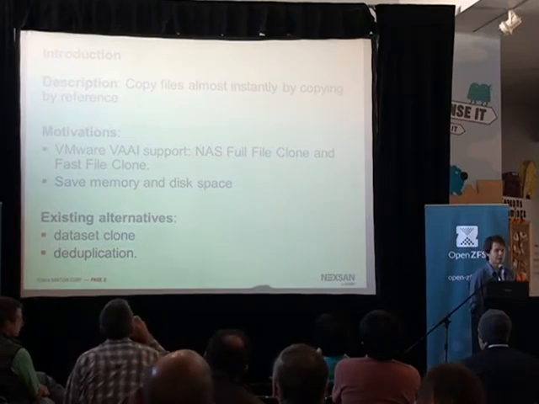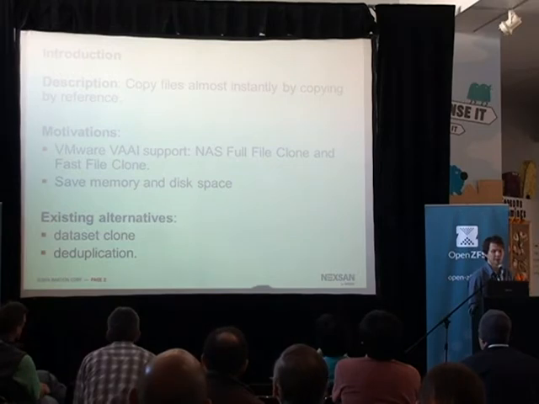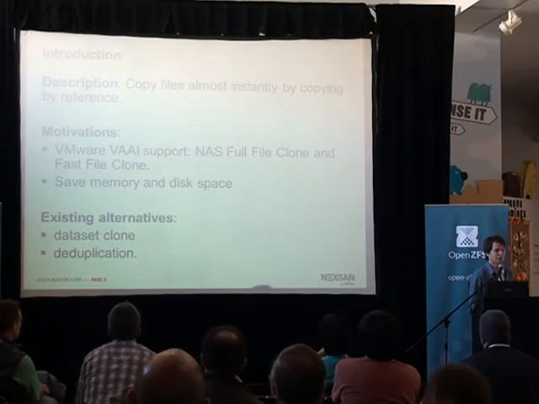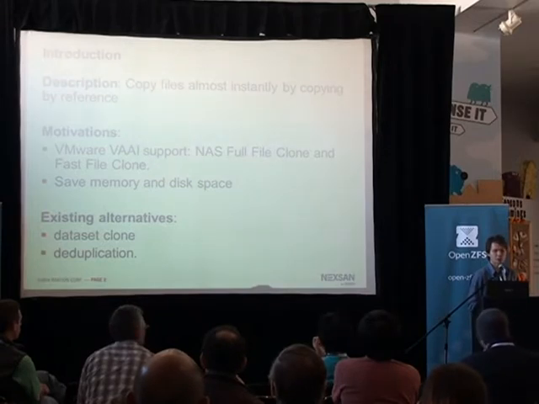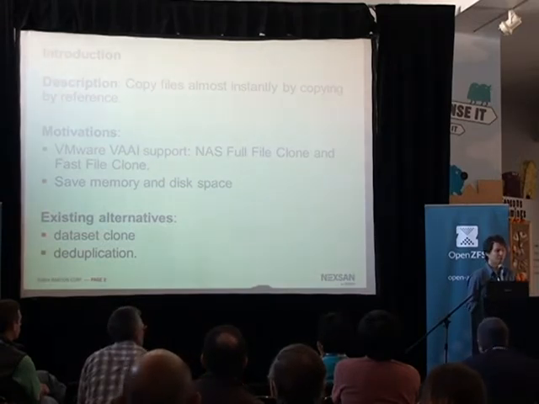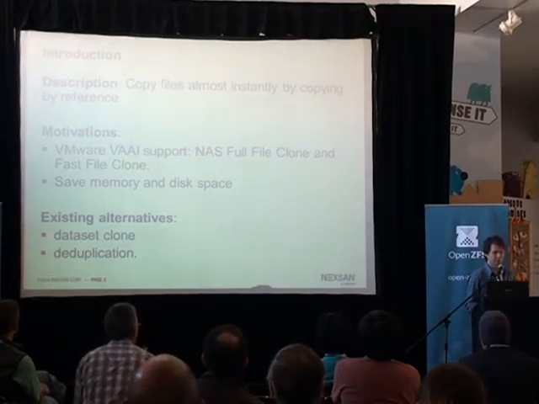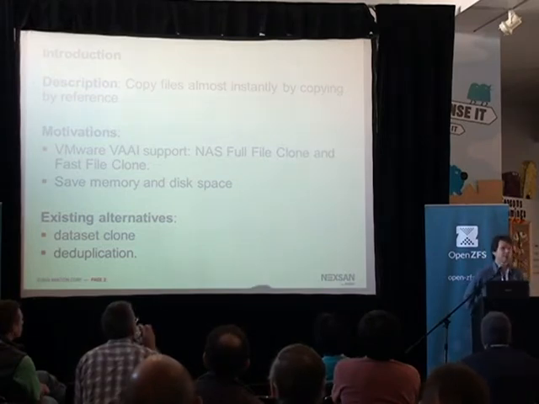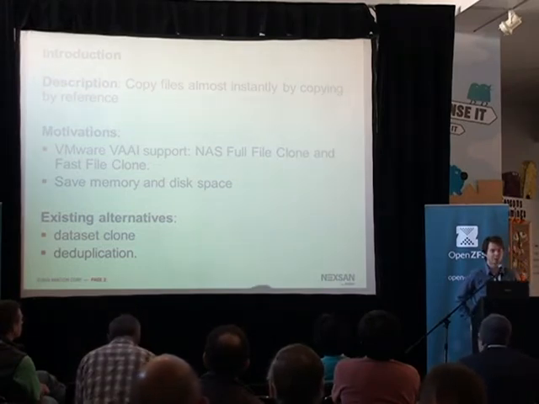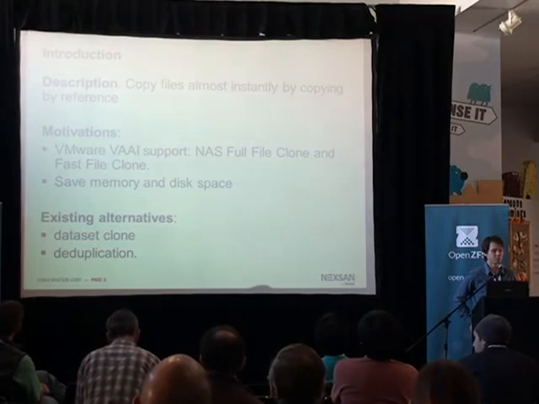So essentially, what fast clone is, is basically an almost instant file copy. Instead of duplicating all the blocks that we are copying, we're basically only referencing the same blocks from different places. So what are the motivations for this? First of all, the motivation is to support the VMware VAAI support.